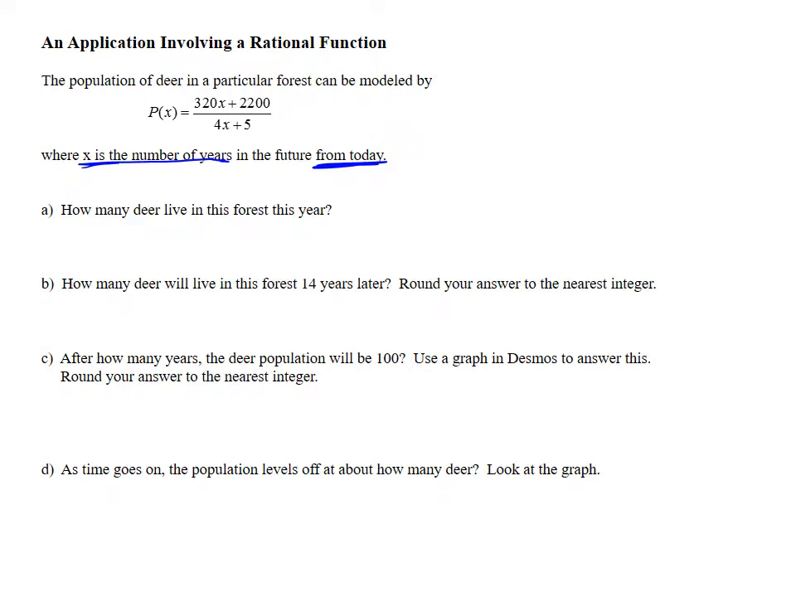In fact, our first question: how many deer live in this forest this year? This year would be today, so we'd be saying x equals 0. And then putting that into the function, p of 0, and calculating (320 times 0 plus 2,200) all divided by (4 times 0 plus 5). Now, multiplying anything by 0 is going to make those terms go away. So we get 2,200 divided by 5.